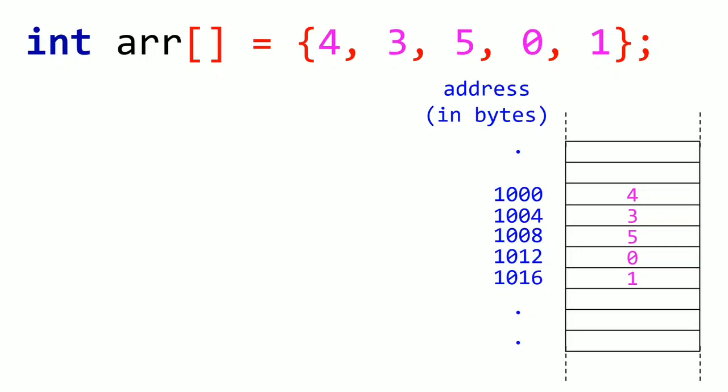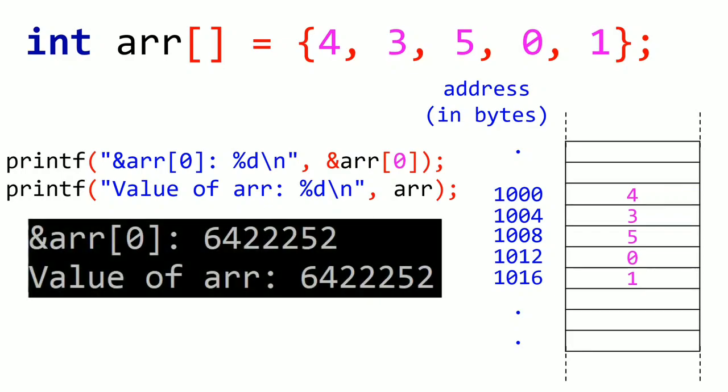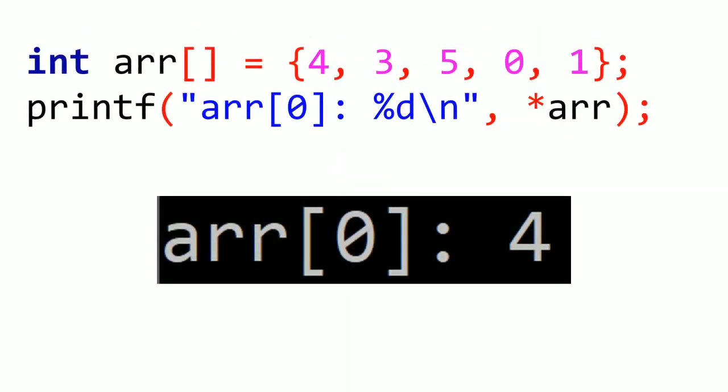But what is the relation with pointers? You have to know that r without brackets after it can act like a pointer, and it stores the address of the first element. Let's see what we get if we print the value of r and the address of the first element. They are the same. So, an interesting thing we can do is to dereference r to access the first element. Here it is. We printed the first element by dereferencing r.